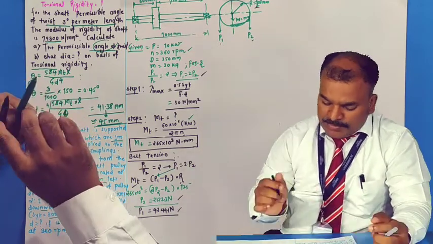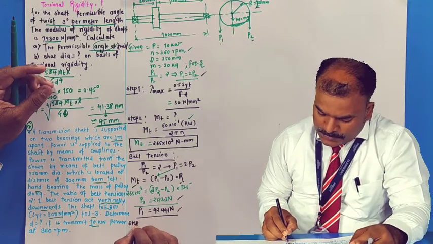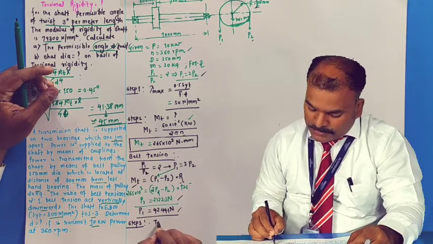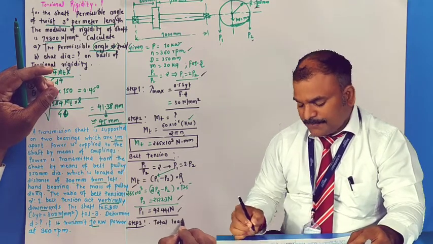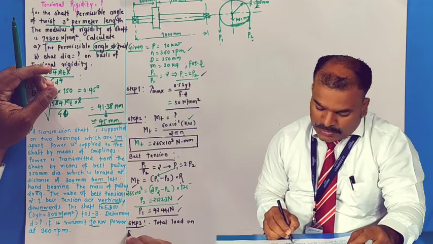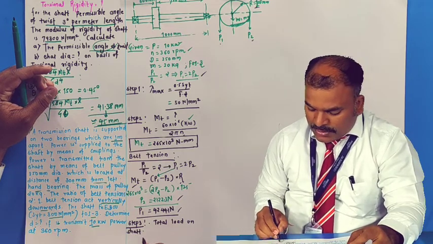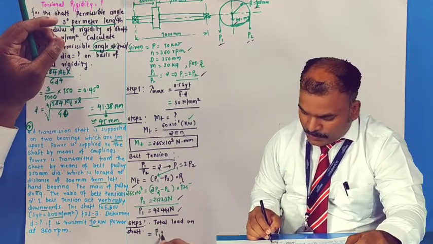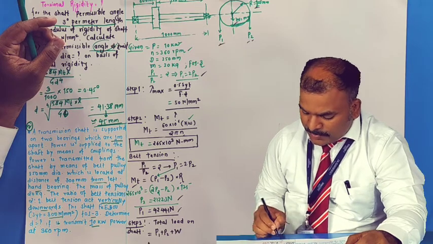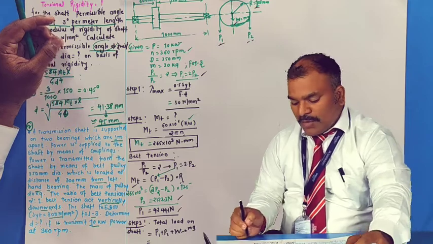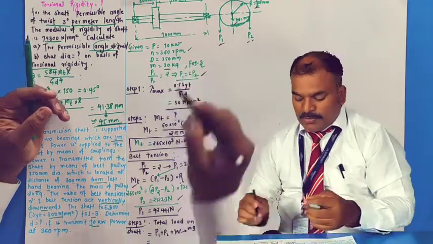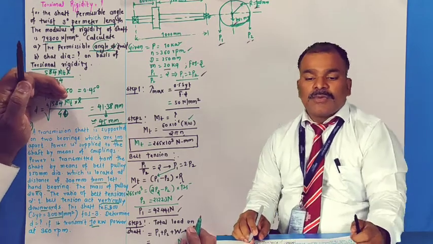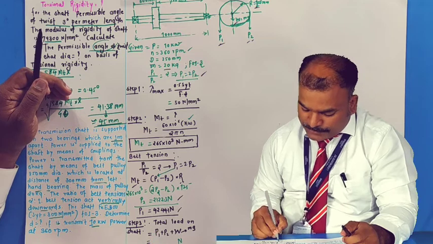Now we'll move toward step number 3. What does step number 3 suggest? To calculate the total load acting on the shaft. So it is equal to the tension on the tight side, slack side, and W. So I'll write P1 plus P2 plus W. W is nothing but mass into gravity. The mass is given, how much? 20. So multiplying by the gravity, we'll get the total load. You just find out the total load is 6562.